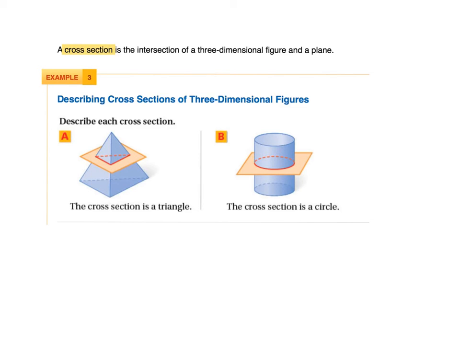So in example A, if you take that triangular pyramid and you cut a slice through that in the direction shown, the base that you would be looking at when you lift that piece up and look at the bottom of it, that would be triangular shaped. So the cross-section is a triangle. If you take a cylinder and slice through that, according to the picture, we end up with a circle.